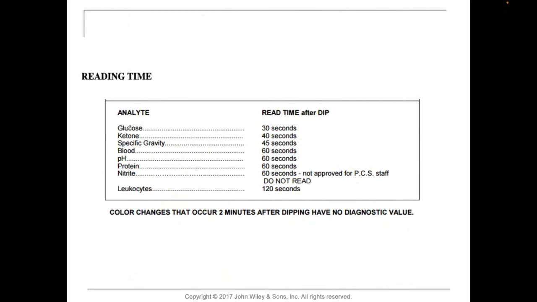And each thing that we're looking for, we don't look for at the exact same time. There's a specific reading time for different things. So we would check glucose at about 30 seconds. We can check for ketones at 40 seconds. Protein, pH, and blood shouldn't be looked at till about a minute, right? It's about 60 seconds for those. And we look at the white blood cells after the 2-minute mark.